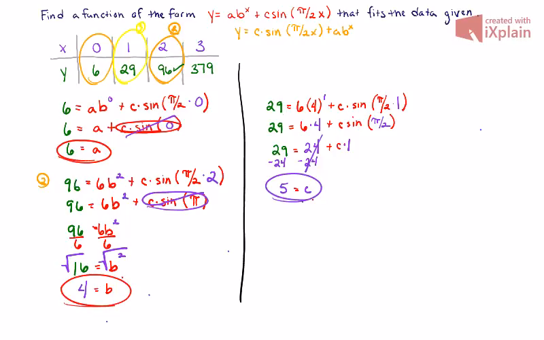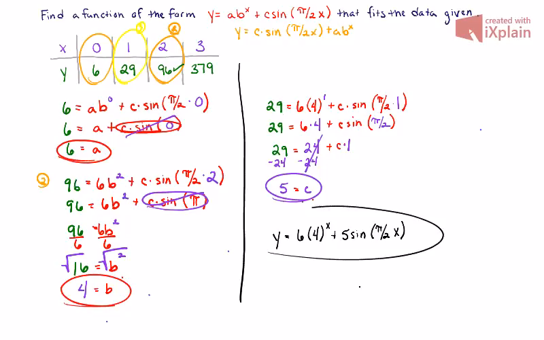So our final solution then is going to become y is equal to 6 times 4 raised to the x power plus 5 times the sine of pi halves times x. And there you have it. Here is our final solution. If you have any questions or need any additional help, please come see me.